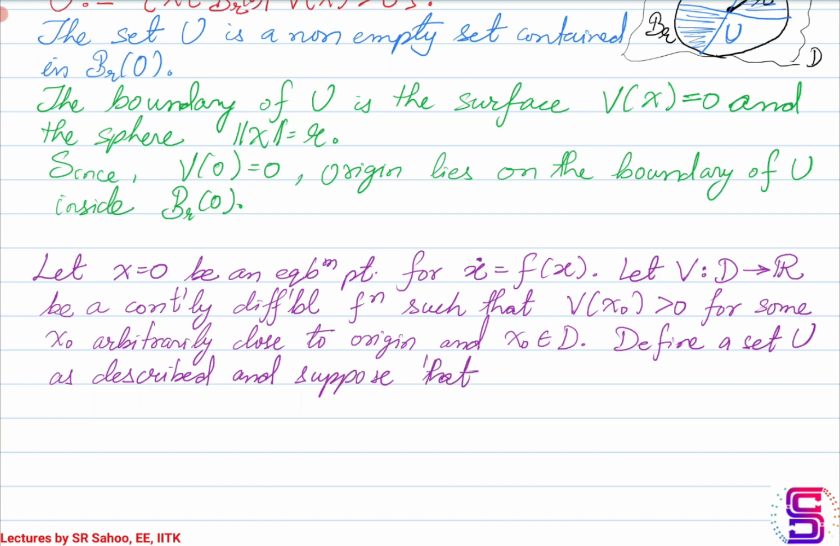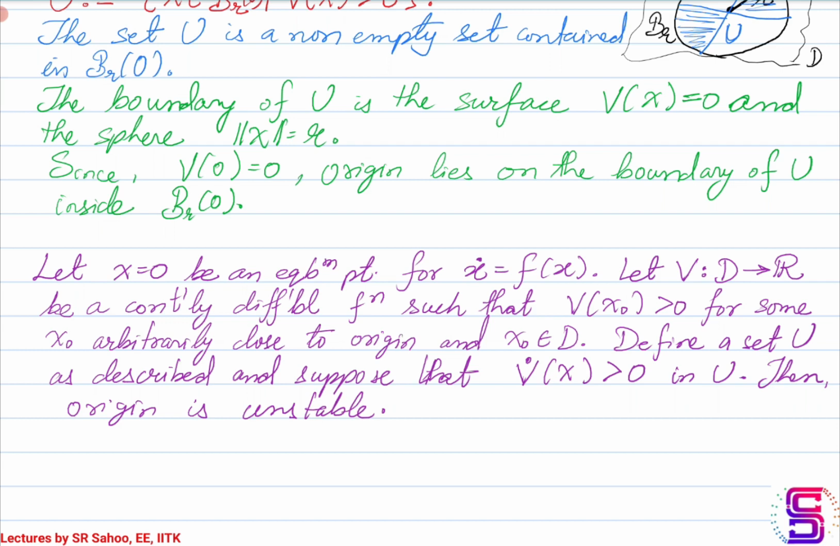And suppose that V dot of x is positive in U. In the set U, V dot of x is positive, the U that you have found out. Not positive semi-definite, it's saying it is positive. Then origin is unstable.